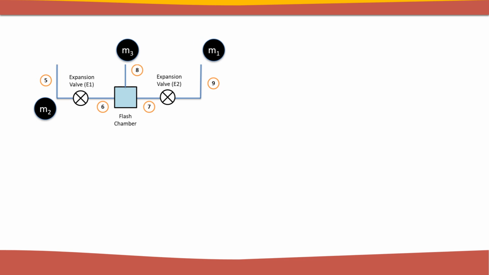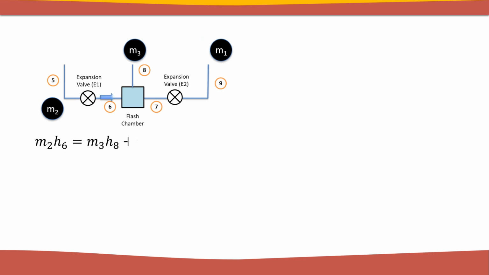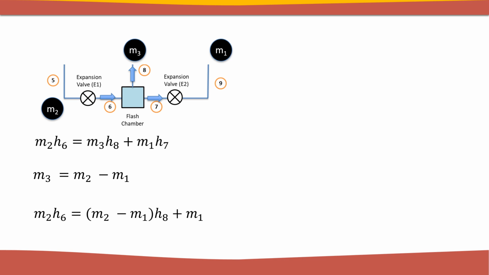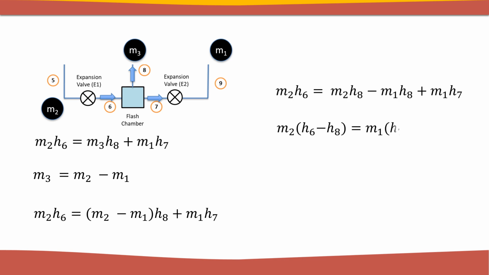Now let us consider the thermal equilibrium of the flash chamber. M2H6 equals M3H8 plus M1H7. Since M3 is equal to M2 minus M1, M2H6 is equal to (M2 minus M1) times H8, plus M1H7. By simplifying, we obtain M1 as M2 times (H6 minus H8), divided by (H7 minus H8).